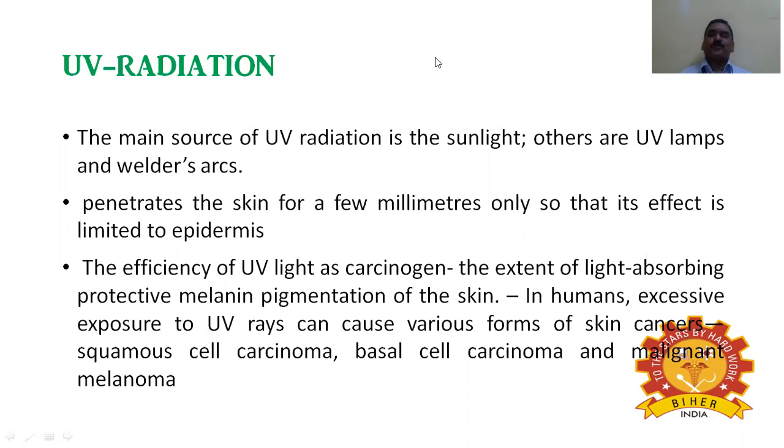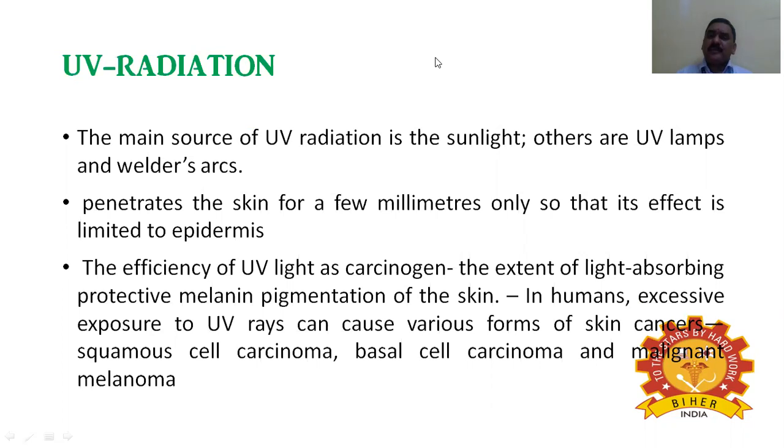Remember, I told you we should not expose ourselves for a long time to the sunlight, especially from 8 o'clock in the morning to nearly 3 to 4 in the evening. Thereafter, it is good sunlight, because after 4 o'clock the sunlight is so important for bone development. Basically, morning or afternoon sunlight has many different types of radiations, like ultraviolet radiations, alpha, beta, gamma, delta radiations, etc. The main source of UV radiation is the sun. Others are UV lamps and welders.